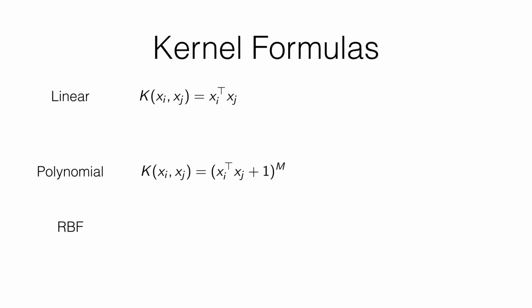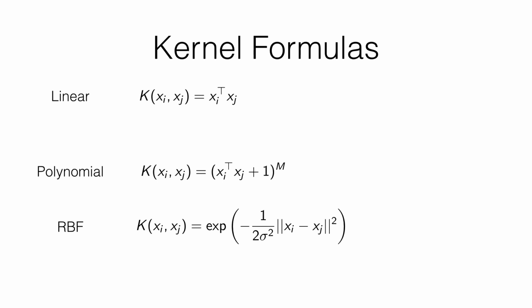And the RBF kernel is computed by taking the exponential of the negative distance between the two vectors, scaled by a variance term. And that corresponds to this infinite polynomial expansion, which is pretty hard to wrap your head around, but does constitute a valid space for computing dot products.